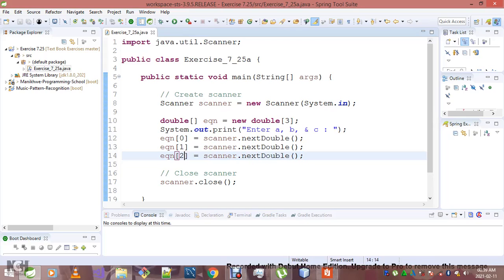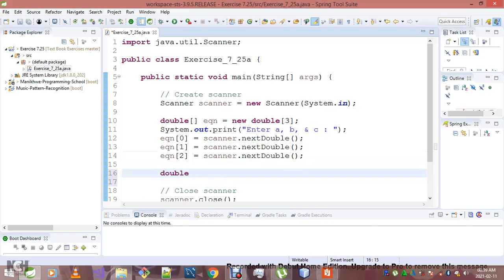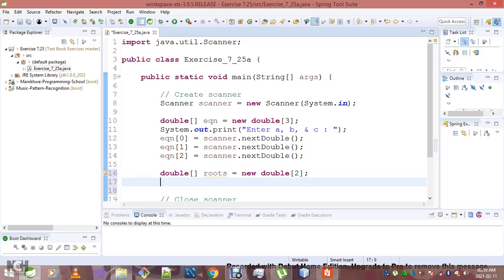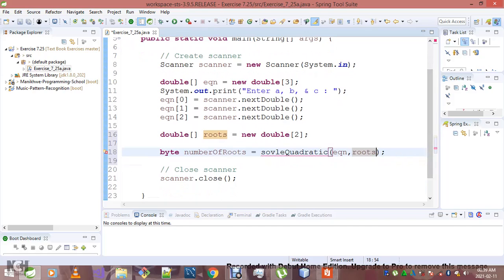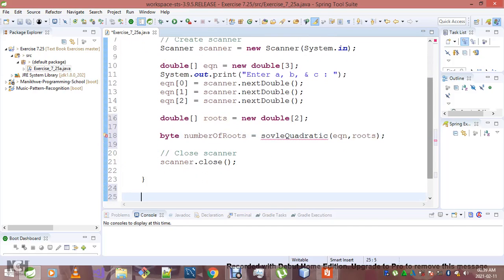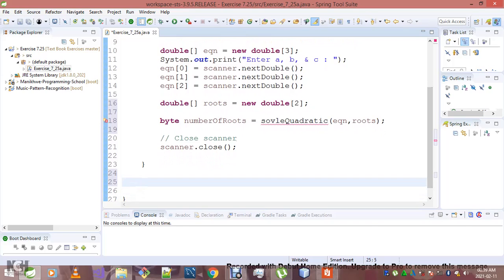Now that I've retrieved those 3 coefficients, I want to create my roots array. Number of roots is equal to, I want to solve quadratic. And I haven't yet created that method. Solve quadratic equation.